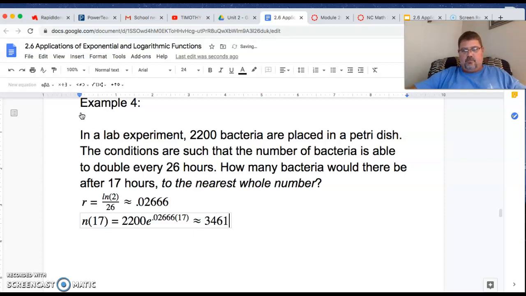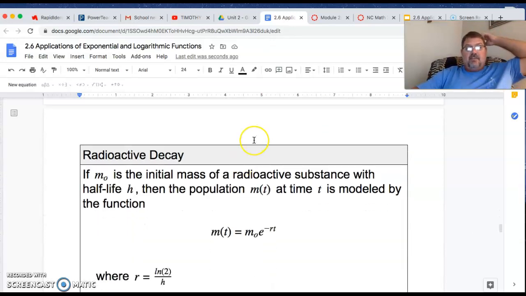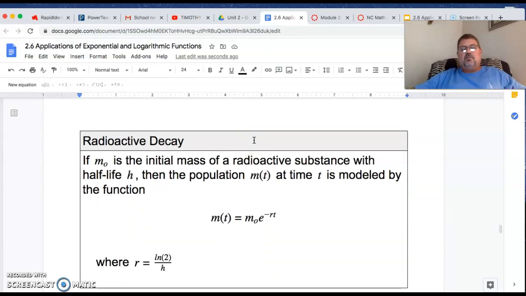3,461. Okay, pretty simple problem, and I think you'll find this next one's not much harder. There's a radioactive decay formula. Now it's strikingly similar to what we just saw. M sub 0 is the initial mass. Okay, so what happens with radioactive decay is a lot of times they'll have a half-life.